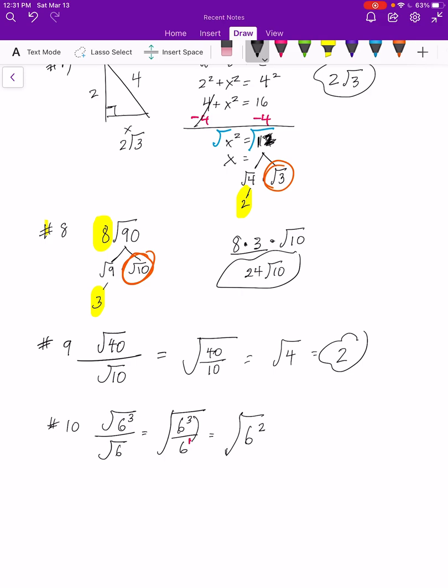Now I want to talk about this one a little bit. 6 squared. I can do this 2 ways. 6 squared is 36. So the square root of 36 is 6.